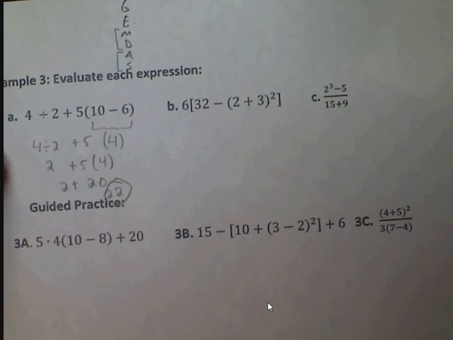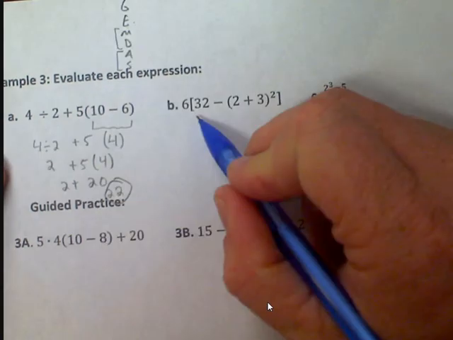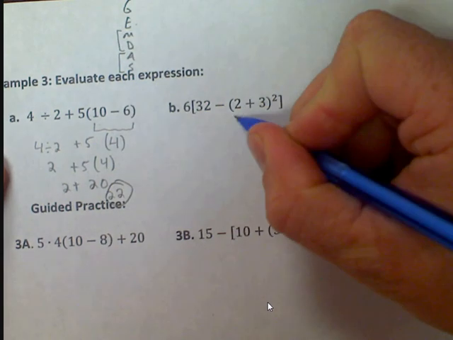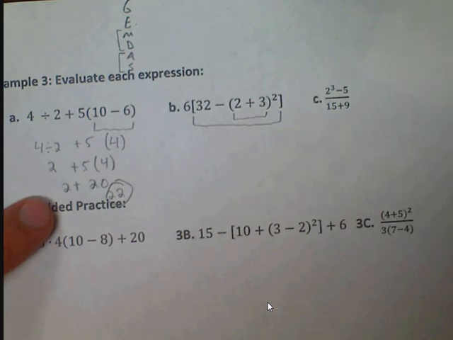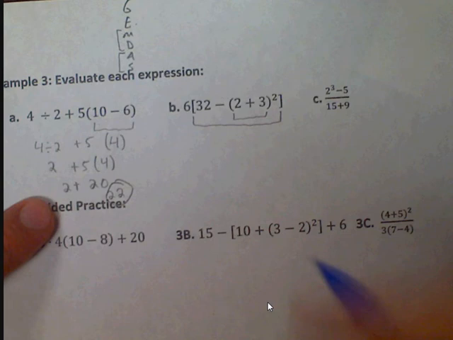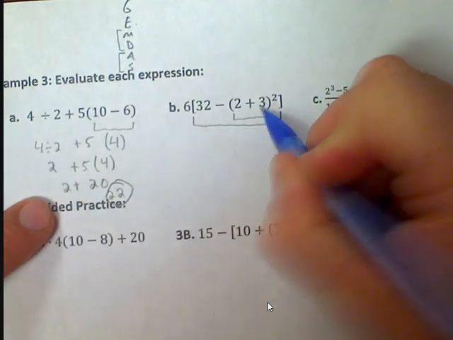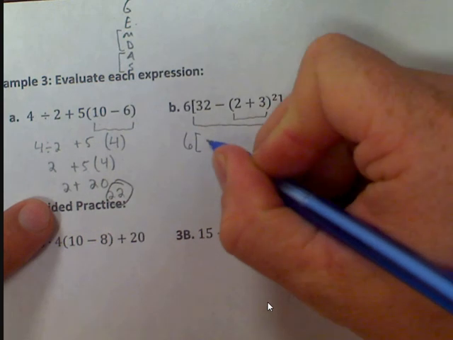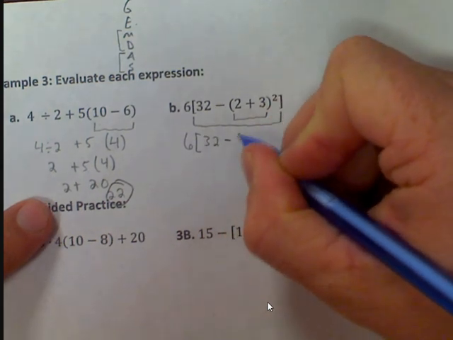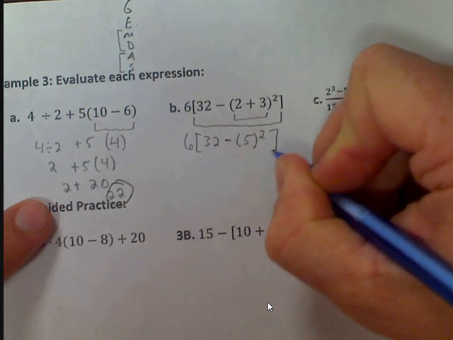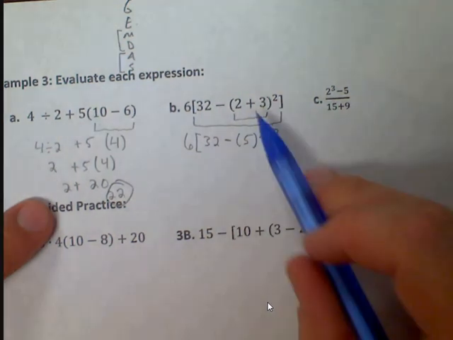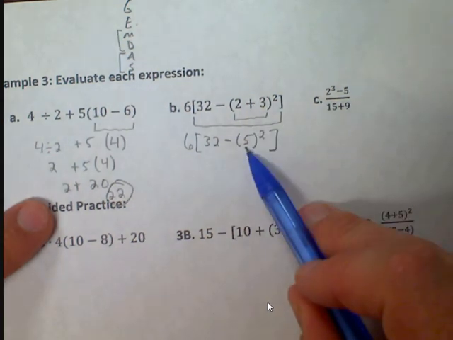Letter B, same as the book. Now I have two sets of grouping. I have parentheses on the inside, brackets on the outside. You always start the innermost first. So parentheses is your first set, brackets is your second set. So I have to do 2 plus 3 first. So I got 6 bracket 32 minus parenthesis 2 plus 3 is 5 squared, end bracket. I'm done with this parentheses, so it's a 5.